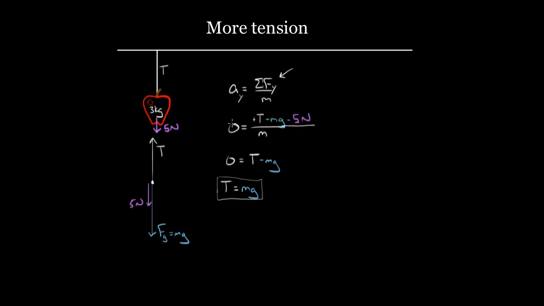I multiply both sides by m. I'll have another minus 5 newtons here. And then when I solve for T, I'll add mg to both sides, and I'll add 5 newtons to both sides. And so this would be my force. So with numbers, what are we going to get?